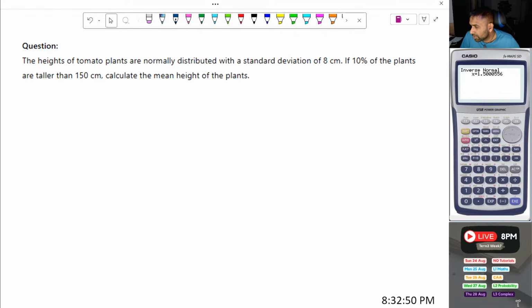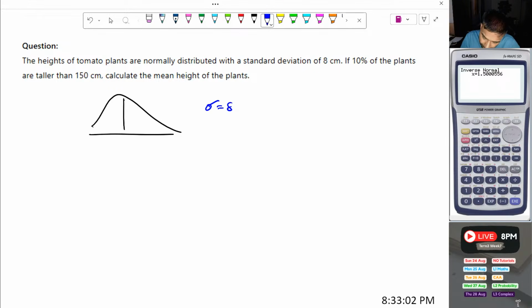So, Kutapan, I think you are asking whether I go left or right. It all depends on the diagram. So in this particular diagram, I'm going to sketch it out. So there's my normal curve. Standard deviation is 8. Now it says 10% of the plants are taller than 150 centimeters, so this 10% is actually going to be here. So our first step is to find the Z value when that's 10%.